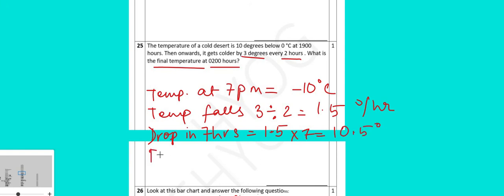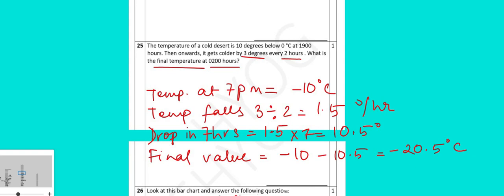The final value is equal to minus 10 minus 10.5, equal to minus 20.5 degrees Celsius. This is our answer for question number 25. The final temperature at 200 hours will be minus 20.5 degrees Celsius.